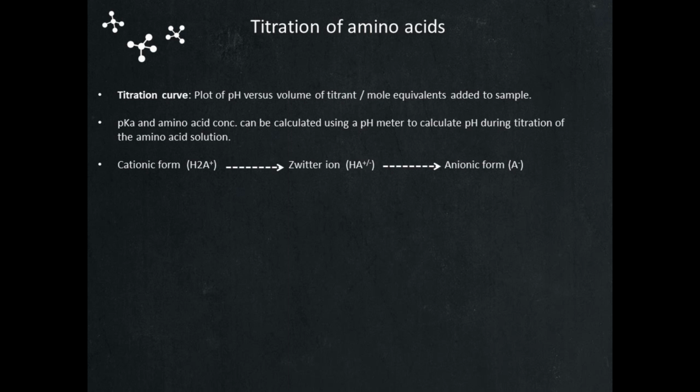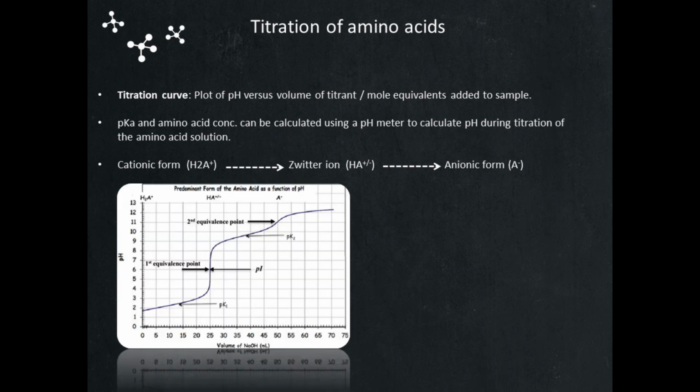This is represented here by this graph, where on the x-axis we have volume of sodium hydroxide, or the titrant, and on the y-axis we have pH. So we see that as we increase the volume of sodium hydroxide, the pH also increases, and we see two inflection points on this graph where we observe pK1 and pK2. In between, we see that there are equivalence points in these plots.